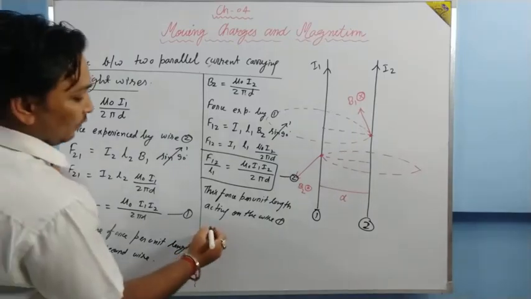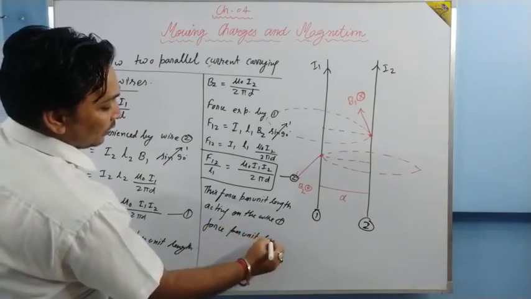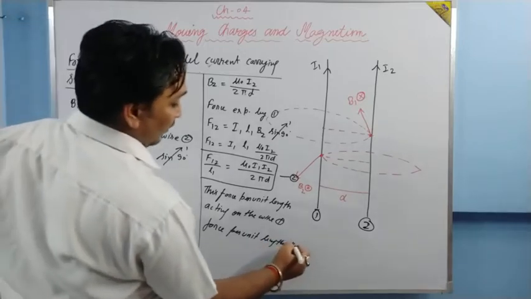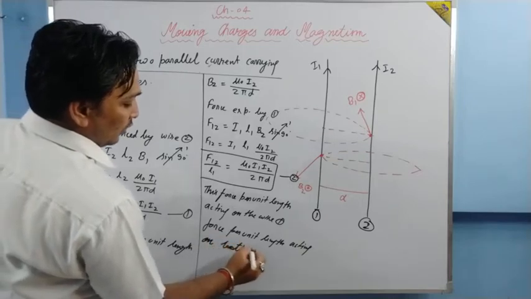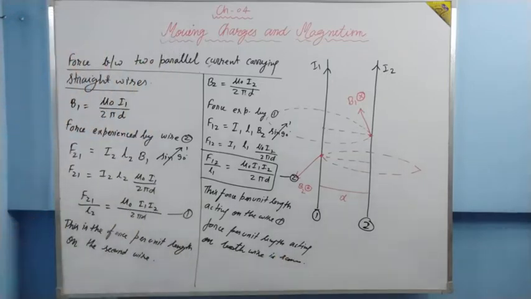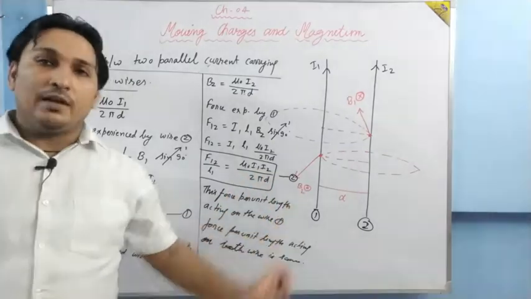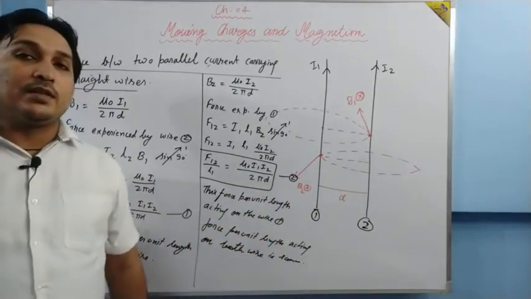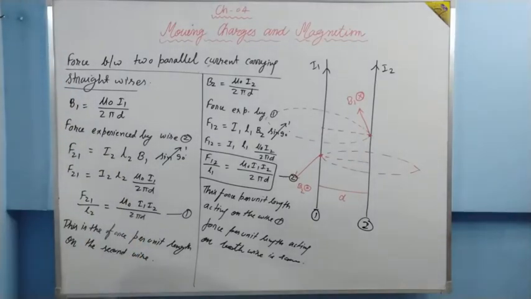And from 1 and 2 what we can see? We can see that the force per unit length acting on both wire is same. Okay, force per unit length of the wire acting on both the wire is same. So basically what we can say, if we are considering force per unit length, then this force is mutual. Basically this force is mutual attraction or mutual repulsion.